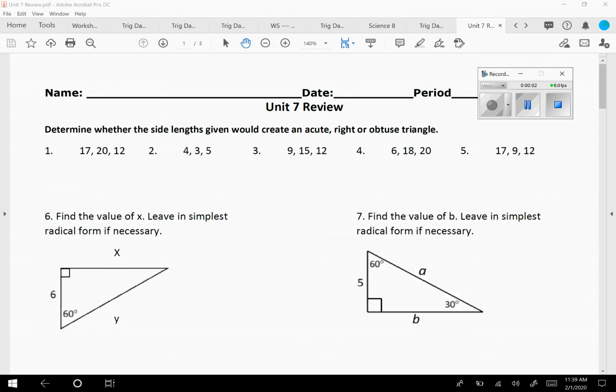Welcome. This is going to be our Unit 7 review. So I'm going to go through and I will do the odds on the review, and then you guys will be responsible for doing the evens.